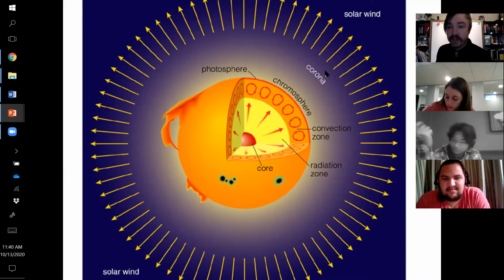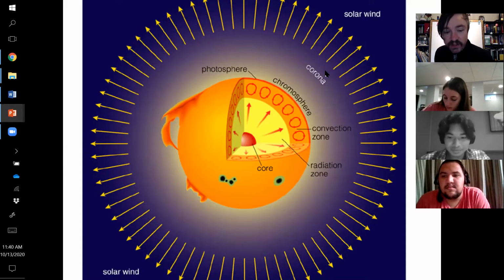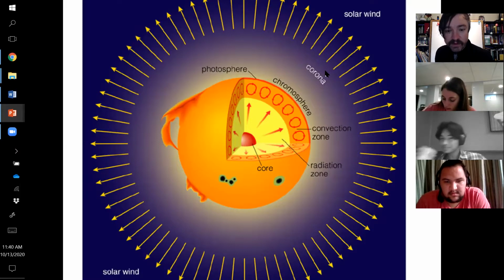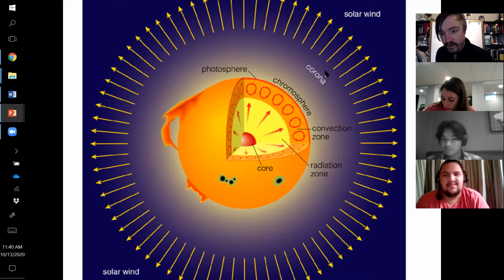Today, what we're going to want to do is borrow our way from the outer edge of the sun into the core of the sun and learn a little bit about the types of energy transport processes that are happening there. So there should be a lot of cool stuff to talk about.